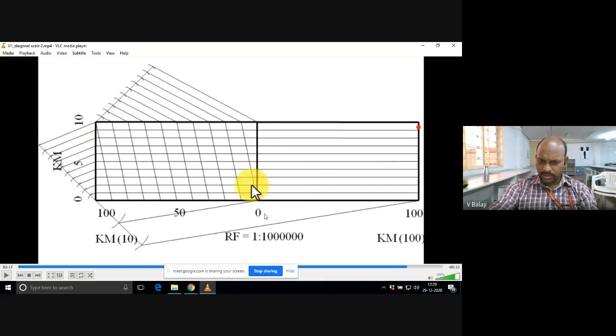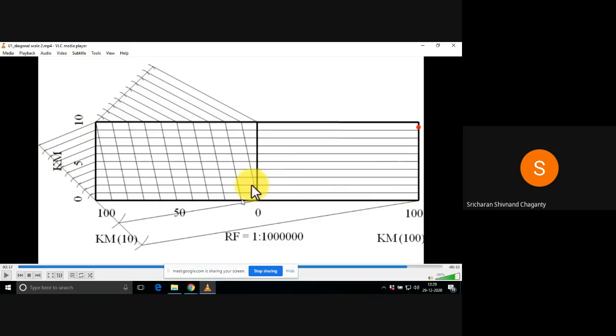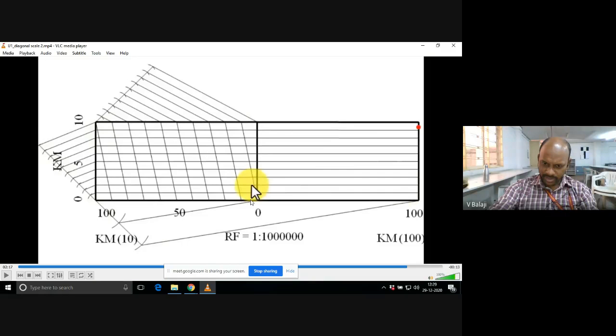See here, if you consider only the horizontal line, 0 to 100, each division will be 10, right? If you take this point, are you able to see my cursor? Yes, sir. So it is actually 10. This point is 110. But here, if you go along this zero line and mark somewhere it is 9, there is a small gap.